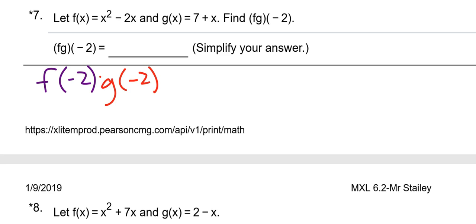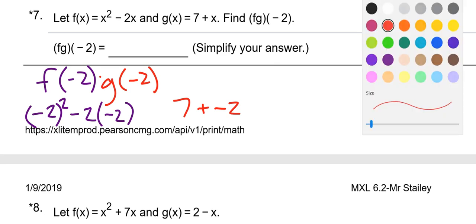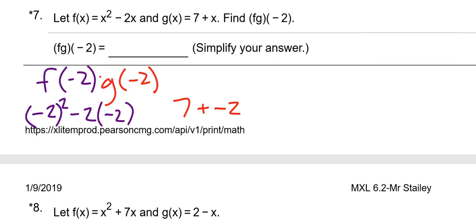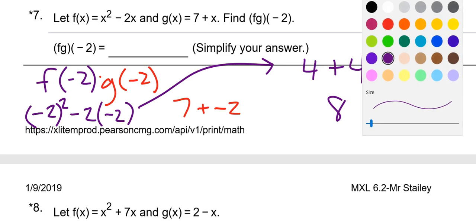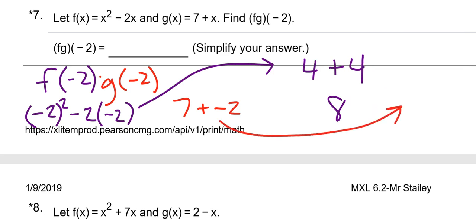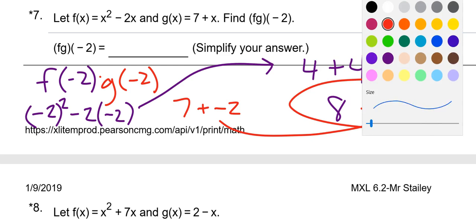I must have given you some time in class to finish this one. Some of you probably got it finished. So in the purple, I've got negative 2 squared minus 2 times negative 2. And in the red, I have 7 plus negative 2. So what did the purple end up giving me? 4 plus 4 gave me 8. And the red, 7 plus negative 2 was 5. And so 8 times 5 gives me 40.